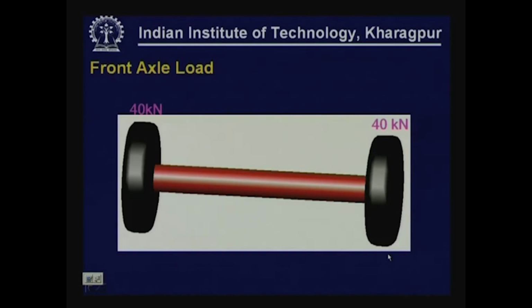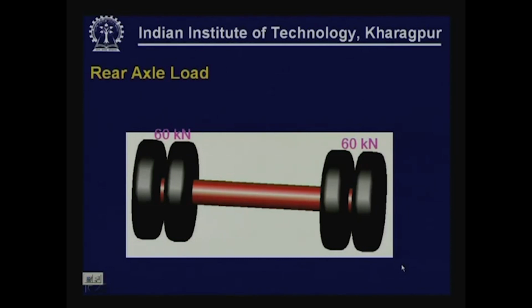For example, let us assume the front axle of this particular vehicle had one wheel on either side. Then as indicated there, it was carrying 80 kilonewton. So, if we assume the load to be equally distributed uniformly over the entire vehicle from left to right, you can assume the load to be distributed equally on both wheels, then it would be about 40 kilonewtons each.